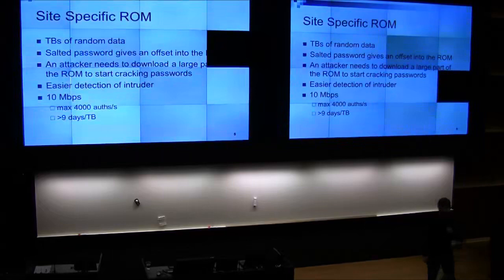Easy detection of an intruder, so your bandwidth is going to be kind of obvious. Also, if the server has a 10 megabit NIC, then just the bandwidth constraint means that you could do about 4,000 authentications per second, and it will take over 9 days per terabyte.